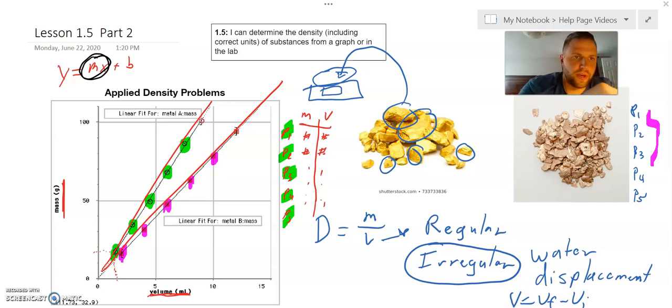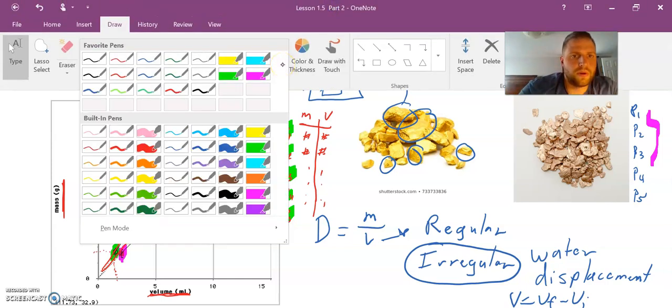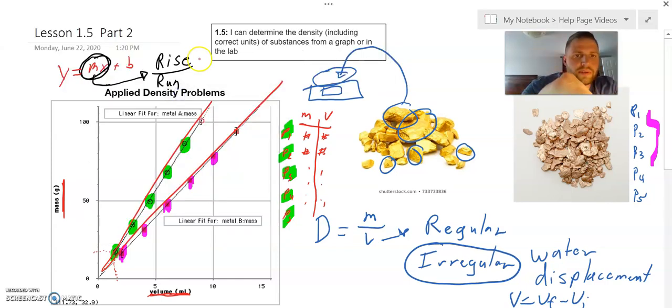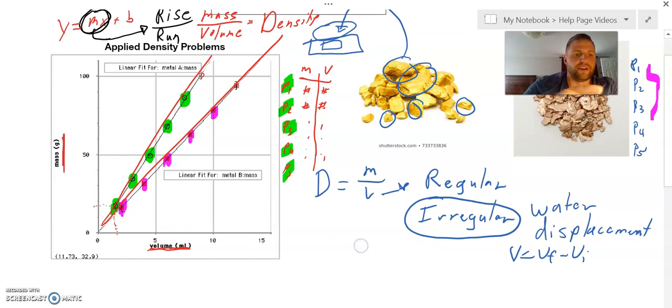The equation for slope happens to be rise divided by run. And in this instance, our rise is mass, our run is volume, which we know when we divide those two things, we get density. So here's something really significant.